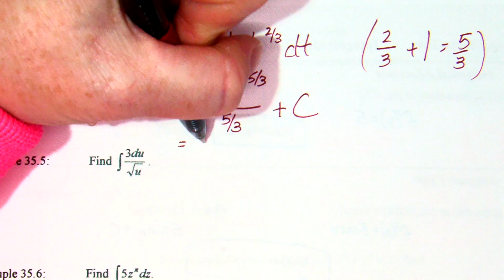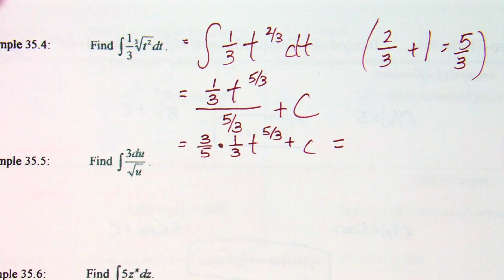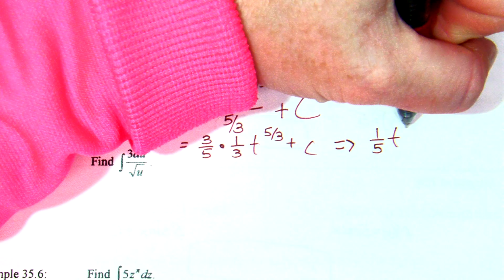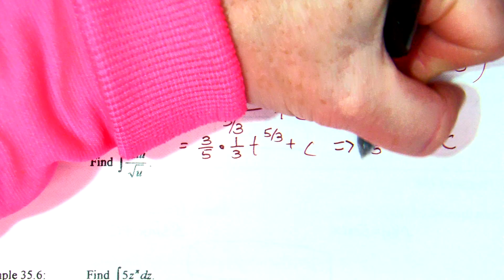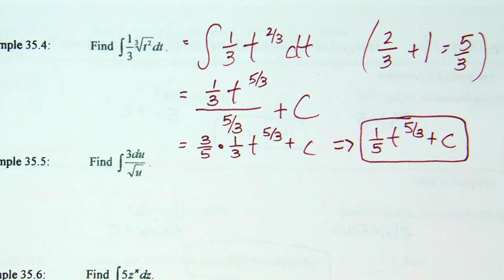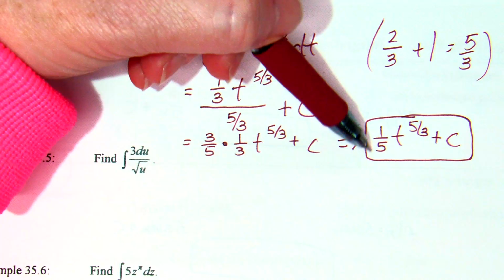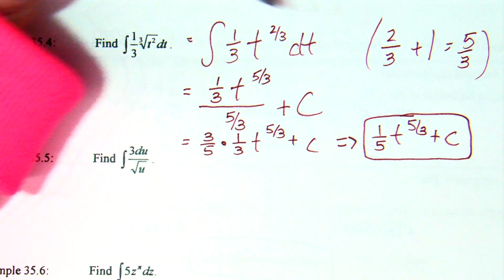Again, as you get better at this, you'll do this all in your head. 3/5 times 1/3, the 3's cancel, and you have 1/5 t to the 5/3 plus c. Did you do a mental check? Derivative, multiply by 5/3. Well, 5/3 times 1/5, the 5's happen to cancel, and you get 1/3. Subtract 1 from 5/3. Well, 5/3 minus 3/3 is 2/3. So it makes sense.